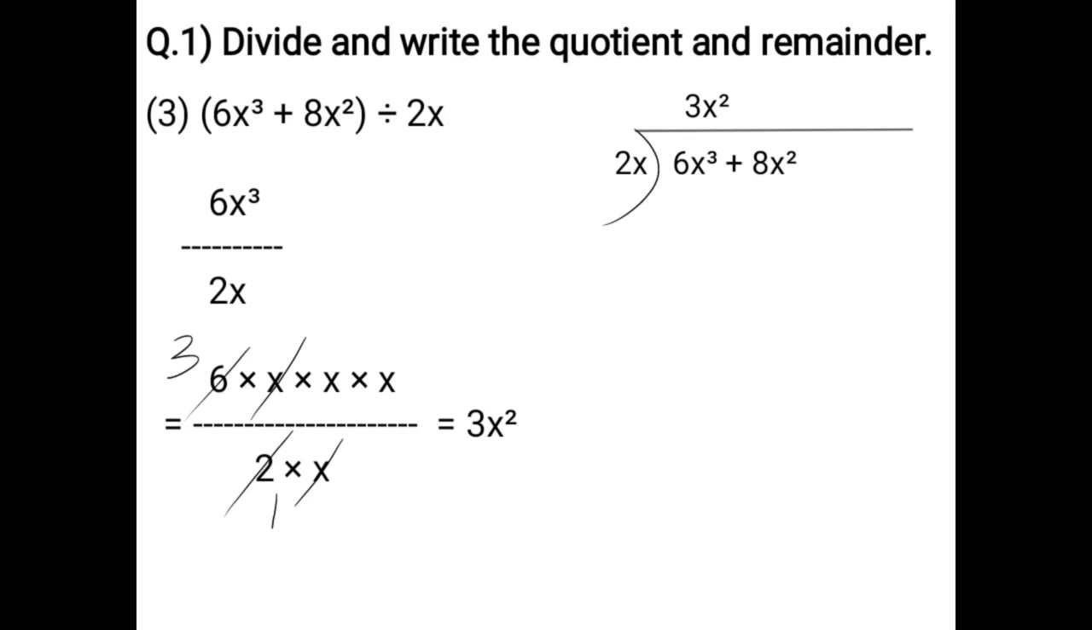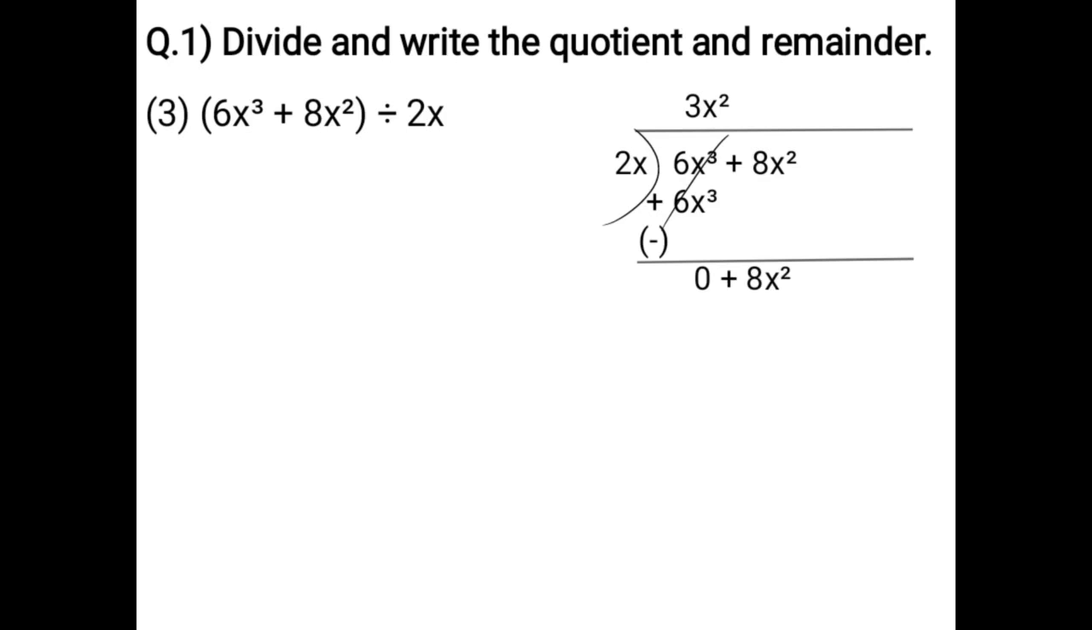When you multiply 2x into 3x square, answer is plus 6x cube. You have to take opposite sign, minus. 6x cube minus 6x cube get cancelled. 6x cube minus 6x cube, answer is 0. Now you have to bring the second term down, that is plus 8x square. Now you have to divide 8x square by 2x.